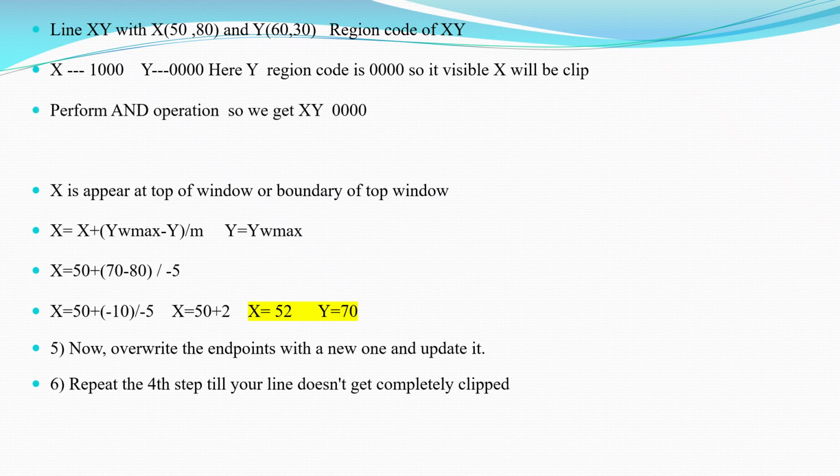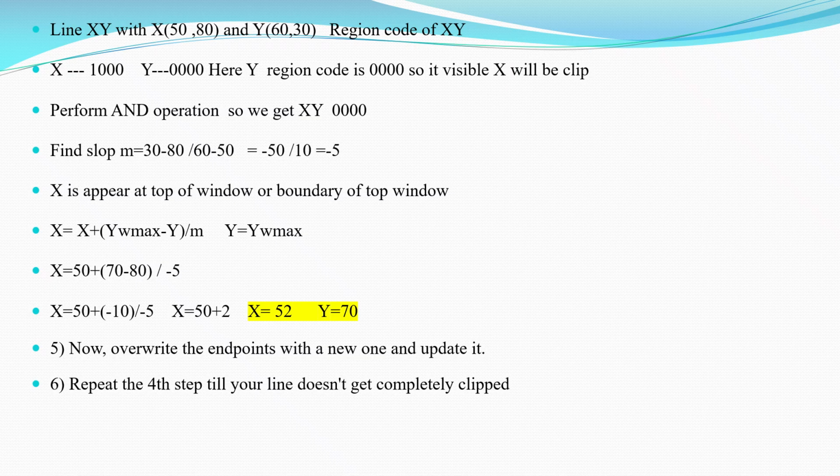So first of all, we have to read the region code of X and Y coordinates. Y is getting 0000, means that it is in the window, but X is not. So how do we have to clip that? So here we have to find out the XY line slope value first. Okay, then we have to perform the AND operation. We are getting 0, we know. So after getting the AND operation result as 0, we have to find out the slope with the help of X and Y coordinates values.